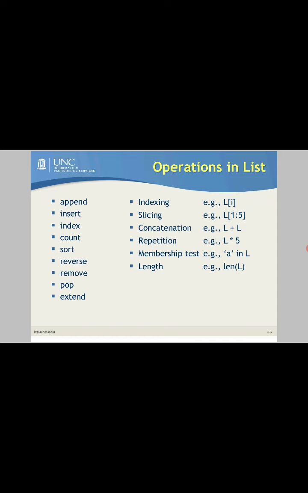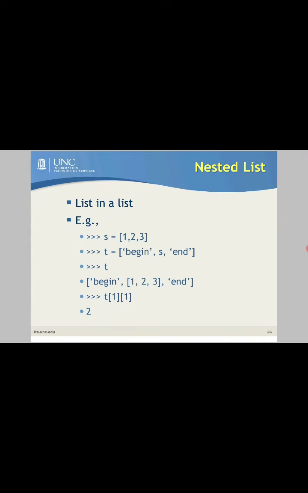Count means to count the number of objects in a given list. Sort means to sort the given list in ascending and descending orders. Reverse means to simply reverse the given list. Remove means we can use it to remove an item from a list. Pop and extend, indexing, slicing. These are the different operations. Length means to find out the length of a given list, the number of objects.